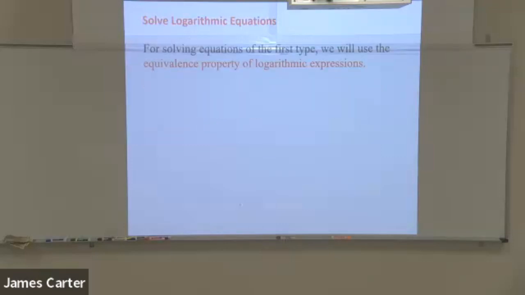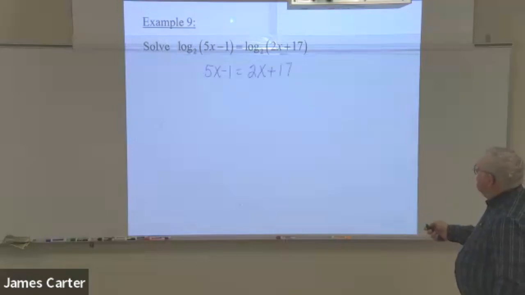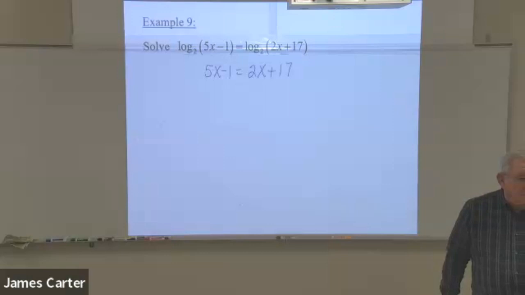For solving the first type, we'll use the equivalence property. So here, they started with the second one. We don't have to contract on this one. Okay. We'll get a contraction one in a minute. But we're starting with a more simple one. We've just got a log on both sides. So what are we going to do? We're going to remove the log on both sides. Being a simple algebraic equation to solve.